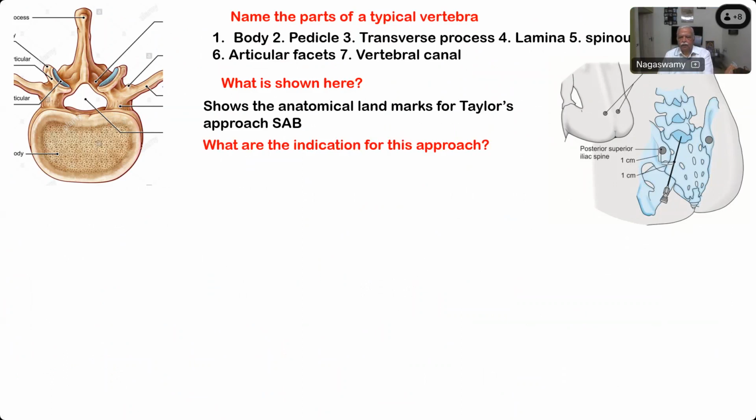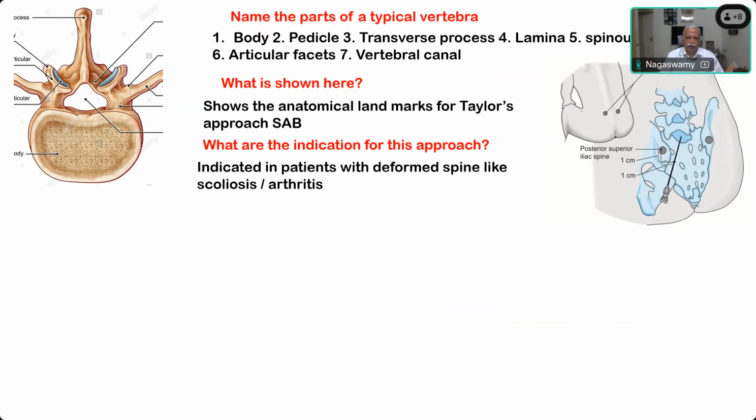This is not normally practiced. The anatomical landmark for this is the posterior superior iliac spine, 1 centimeter below and 1 centimeter medial. That is the point of entry of the needle. If you go in that direction and aim towards the midline, you will go through the biggest intervertebral space, or the space between L5 and S1. That was the idea of Taylor's approach.